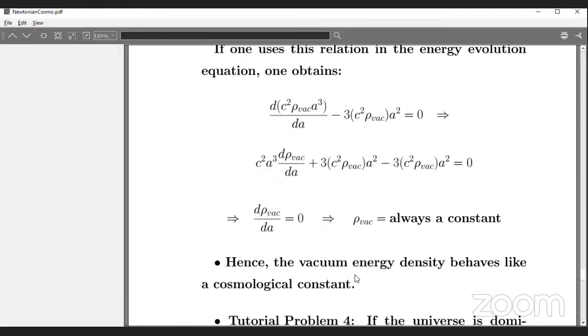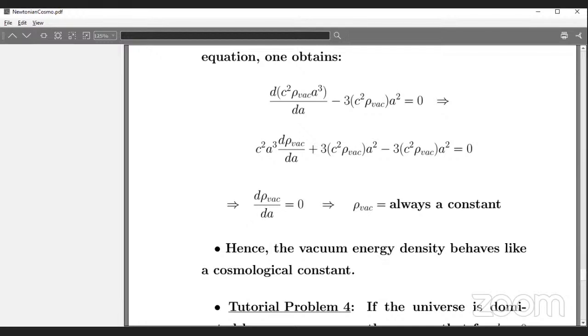This is exactly like the cosmological constant. Einstein had introduced the cosmological constant to do something else, to obtain a static universe, but the cosmological constant acts as a universal repulsive agency. And what this exercise we have just done shows is that the vacuum energy density is always a constant. It cannot be distinguished from the cosmological constant.